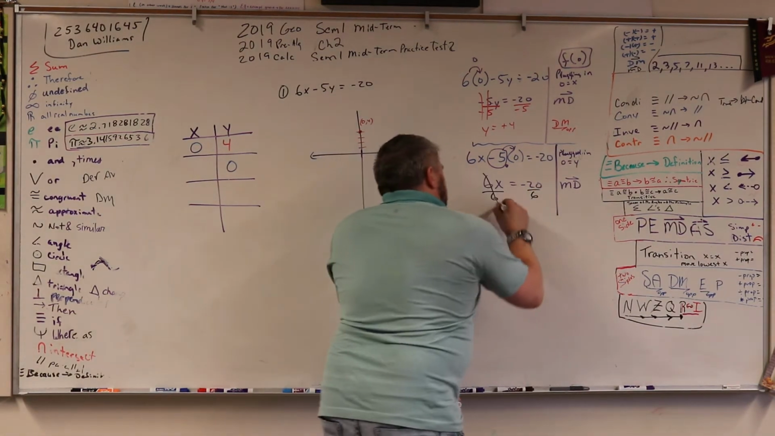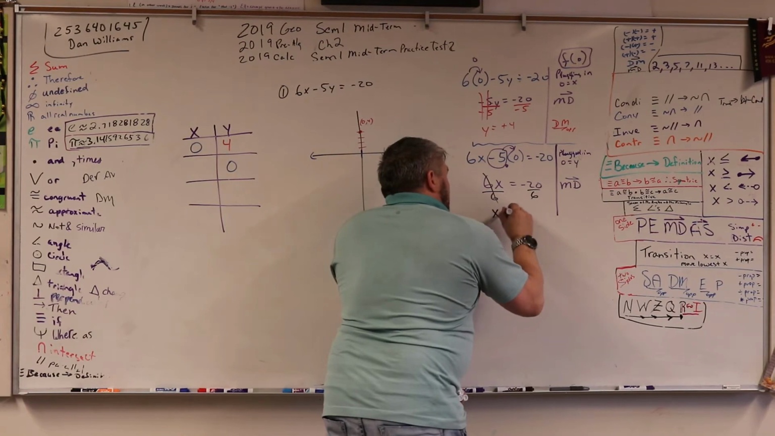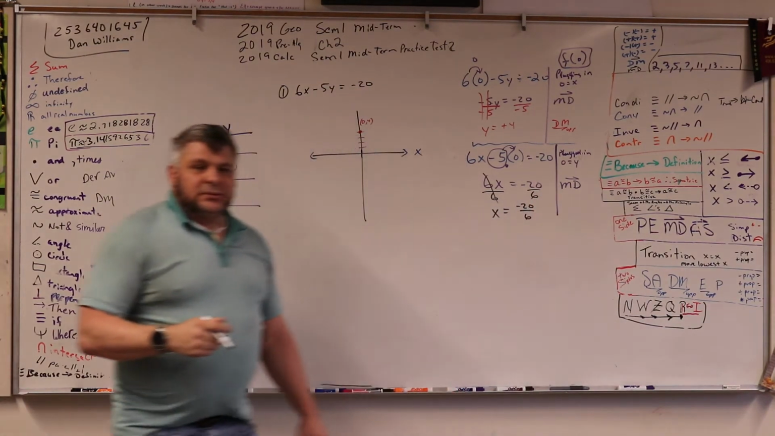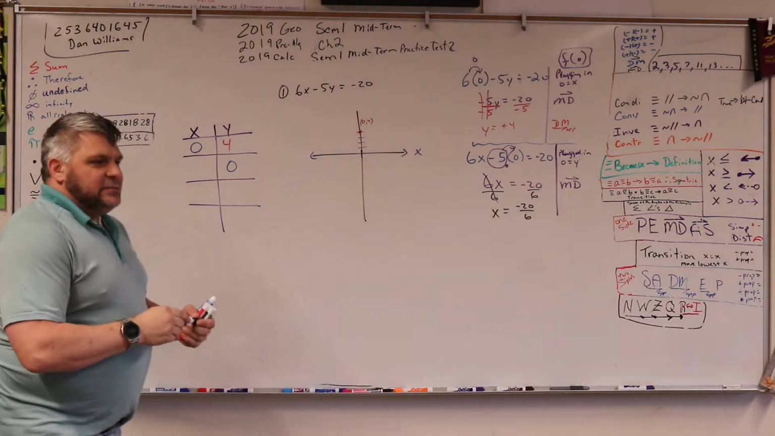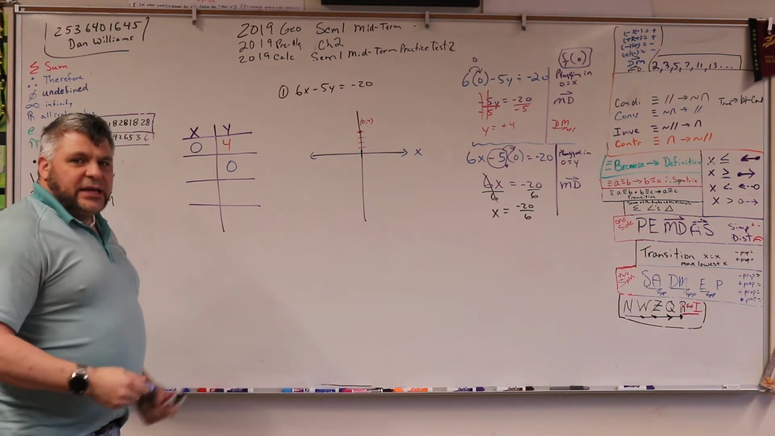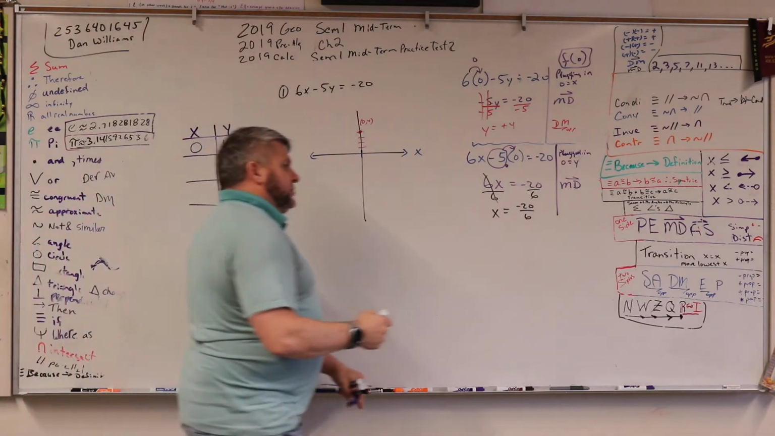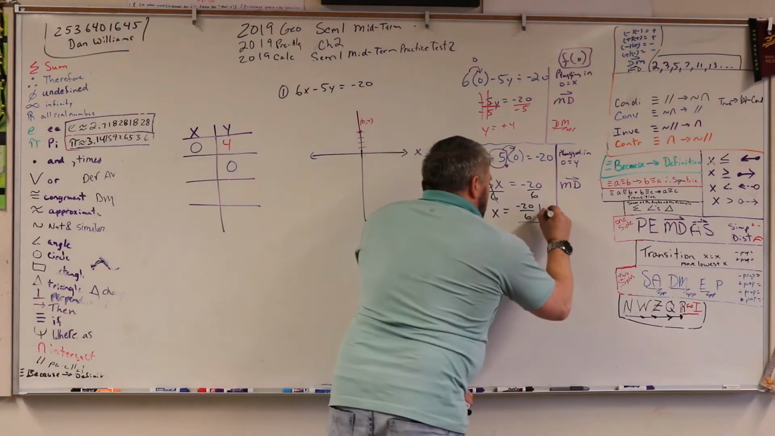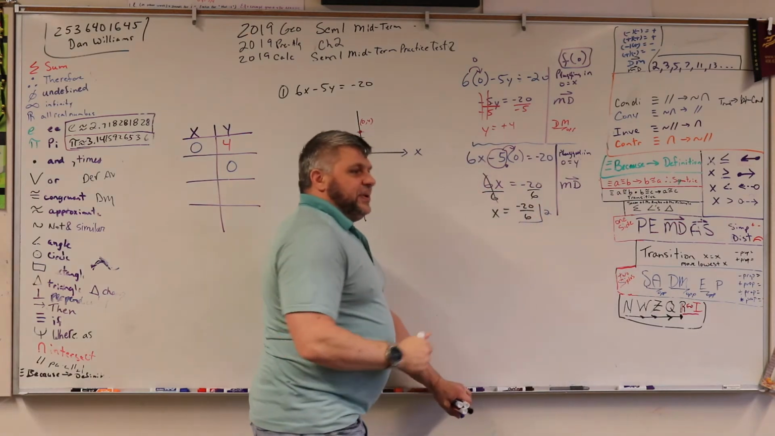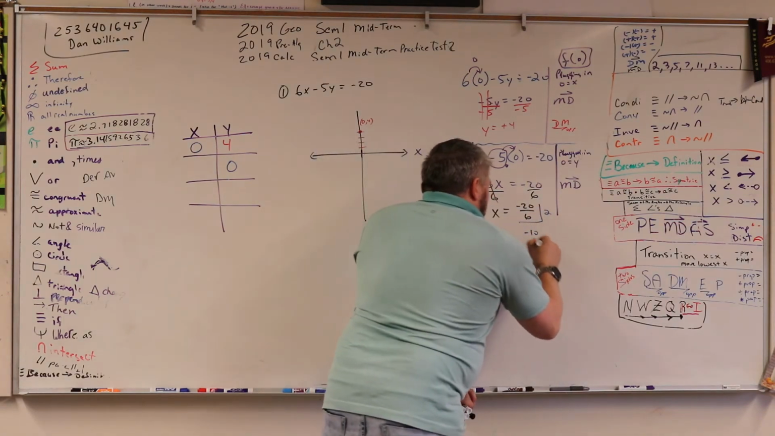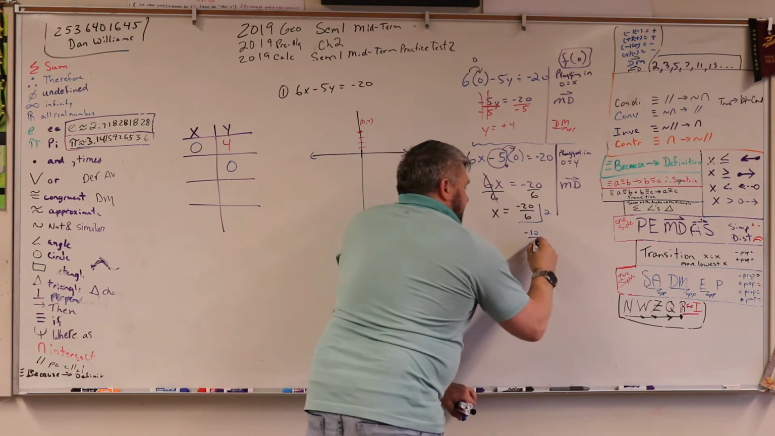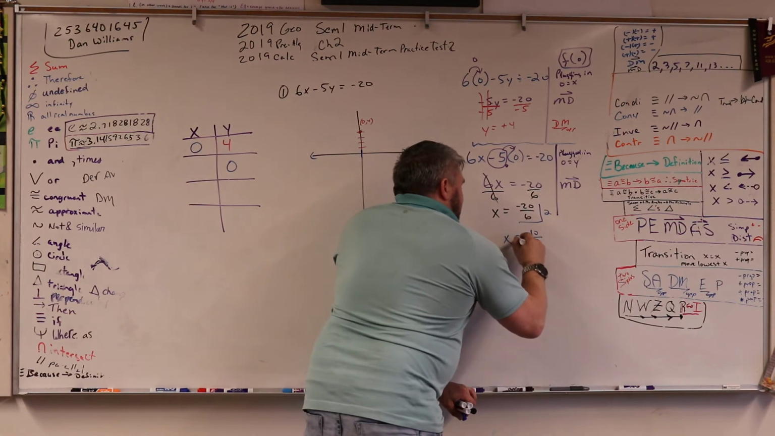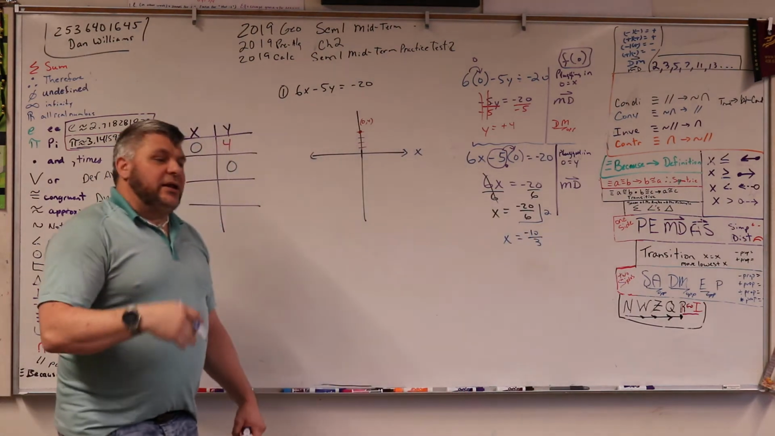I get x equals negative 20 over 6. Can we reduce that? Because that looks like it's reducible. Does anything go into negative 20 and 6? 2. How many times does 2 go into negative 20? Negative 10. How many times does 2 go into 6? 3. So x actually equals negative 10 over 3.